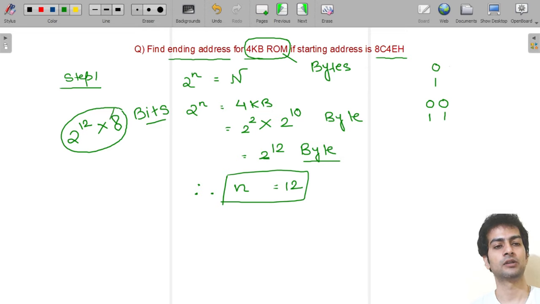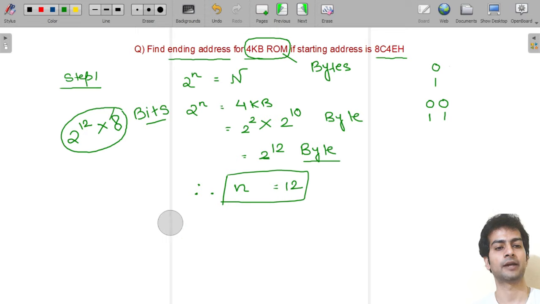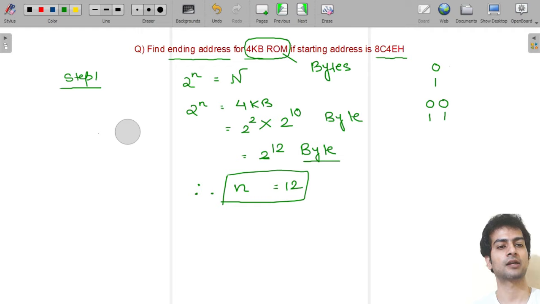So we will ignore this. It is not that while finding the address lines we will do 2 to the power 12 and 2 to the power 3, and finally get 2 to the power 15 and say n is 15. No, it is wrong. We will not convert it into bits. We will keep it in bytes only. So keep this trick in mind, otherwise you will make a mistake.